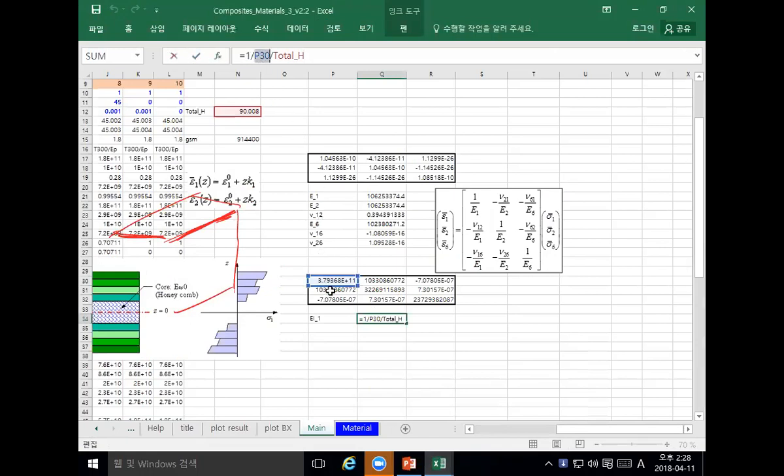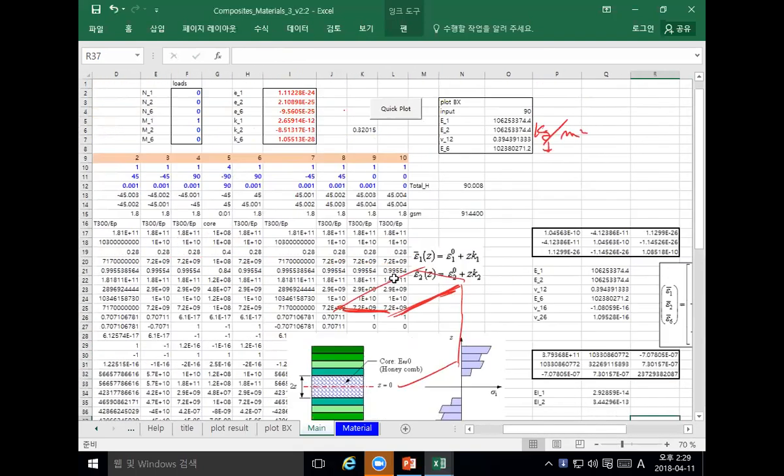This term is the inverse of that one, and this one is the bending stiffness, the equivalent bending stiffness. Of course, you can get an equivalent bending stiffness in two directions. Then it will not be this one, it has to be these terms, and you can define it very similarly to this step.